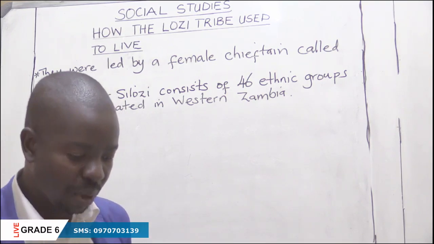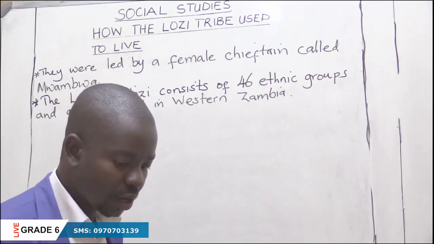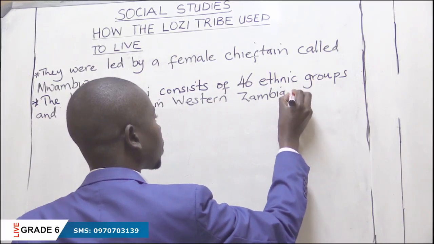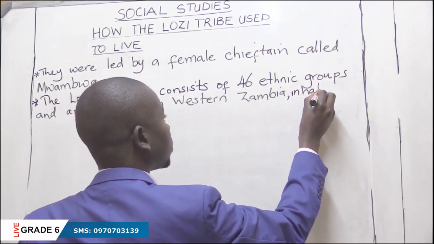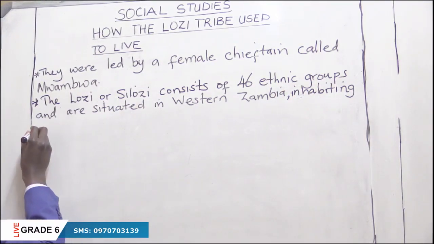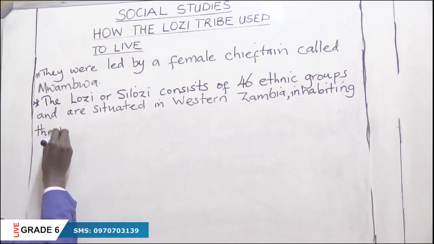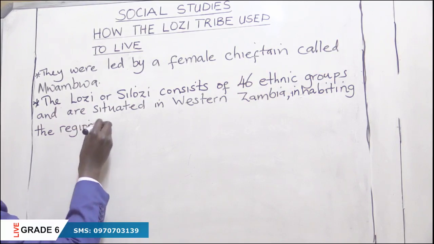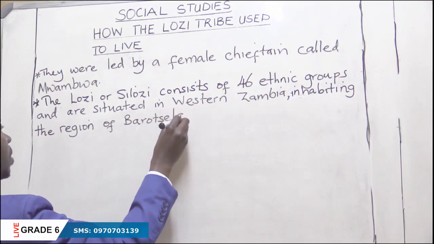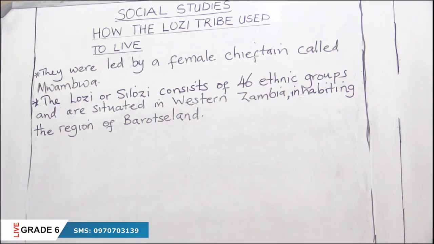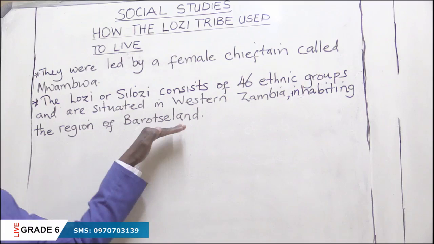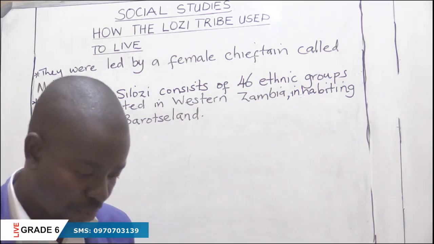So you find the Lozi people in western Zambia, inhabiting the region of Baroseland, meaning that the Lozi or Silozi are found in Baroseland. That's where you find the Lozi people.